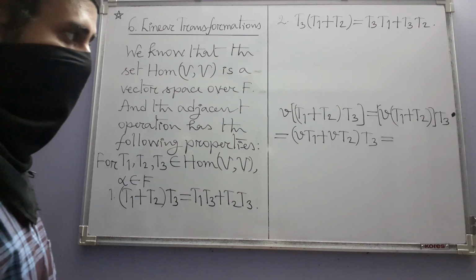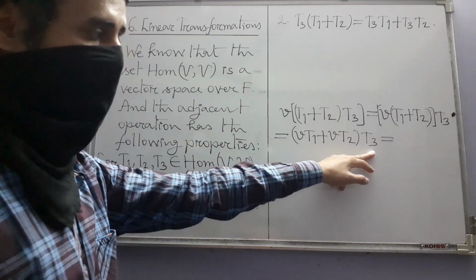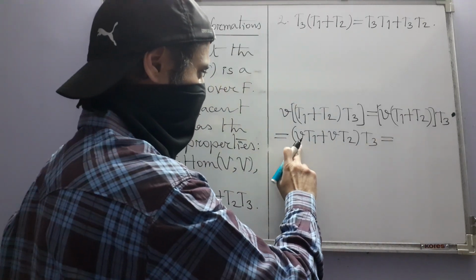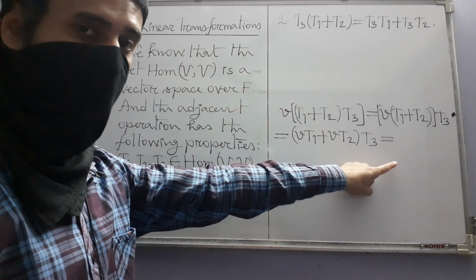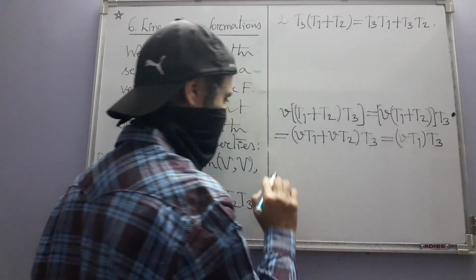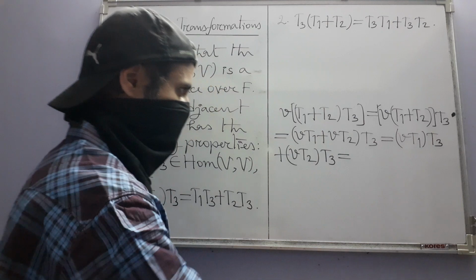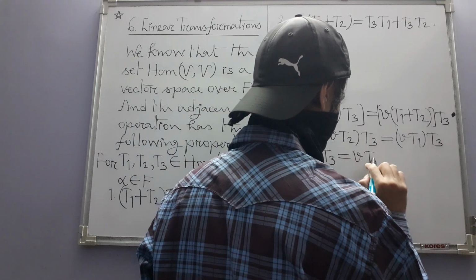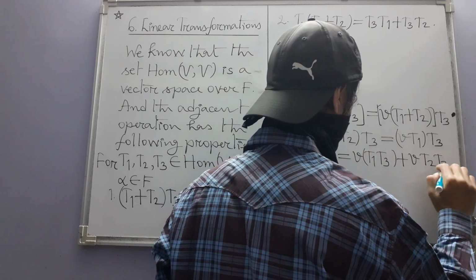Next, what will you do? Next, you have to actually apply the fact that T3 is a homomorphism, and hence it will respect addition. Because do not forget that VT1 and VT2 are both vectors in the space V, on which T3 is a homomorphism. So that's why VT1T3 plus VT2T3. And next you apply the definition of our new multiplication. So that gives you VT1T3 plus VT2T3.